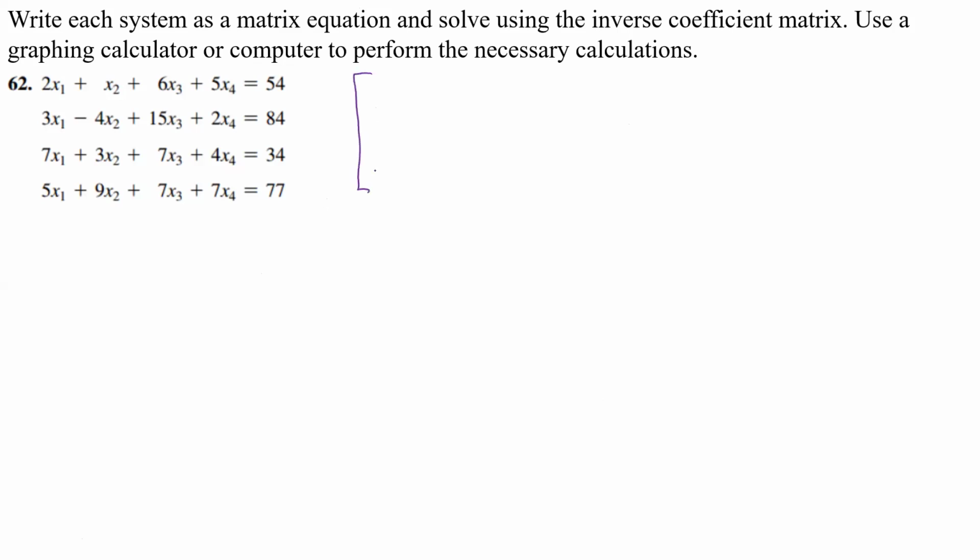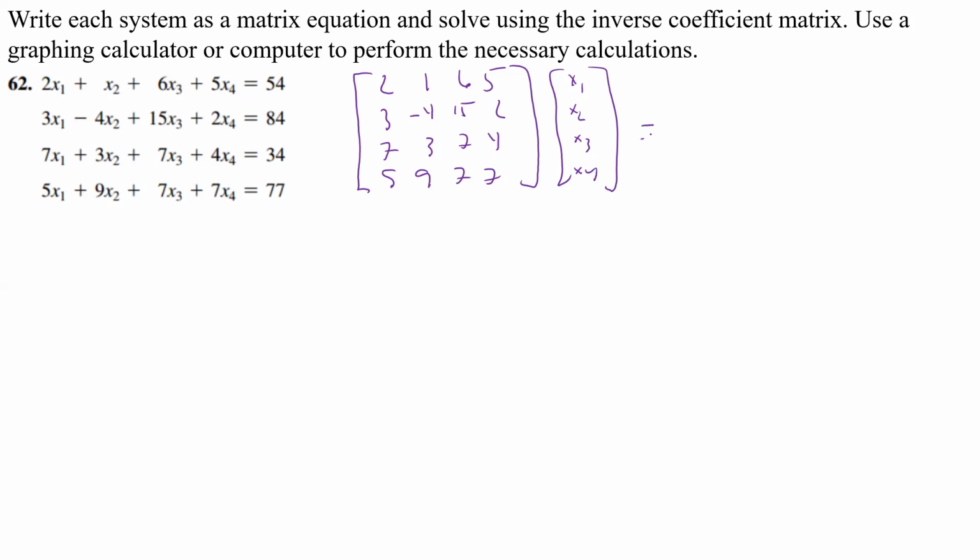And so our matrix is going to be 2, 1, 6, 5, 3, minus 4, 15, 2, 7, 3, 7, 4, 5, 9, 7, 7. Then we'll have it times x1, x2, x3, x4, and that equals 54, 84, 34, 77. All right. So luckily they say use a graphing calculator. So we have to find the inverse of that matrix, and then we'll multiply it by this, and then we'll get x1, x2, x3, and x4 when we're done.